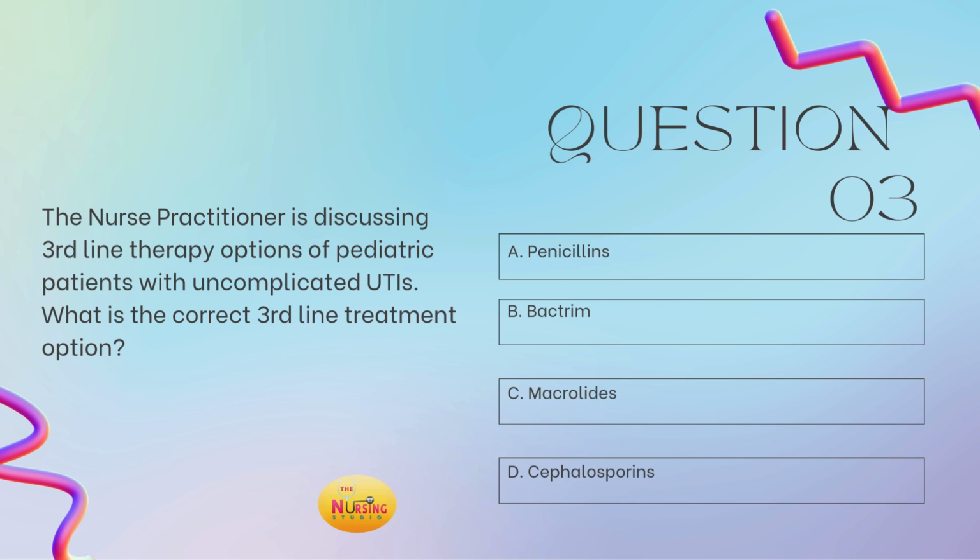And here the stem of the question is, what is the correct third line treatment option? We're still talking about uncomplicated UTIs and just discussing the third line therapy options. The best answer is D, cephalosporins. To see the full picture, starting from the top, the first line options are your Macrobid and your Bactrim. If you need to move to a second line, it's Augmentin. If you need to move to a third line, it's the cephalosporins.